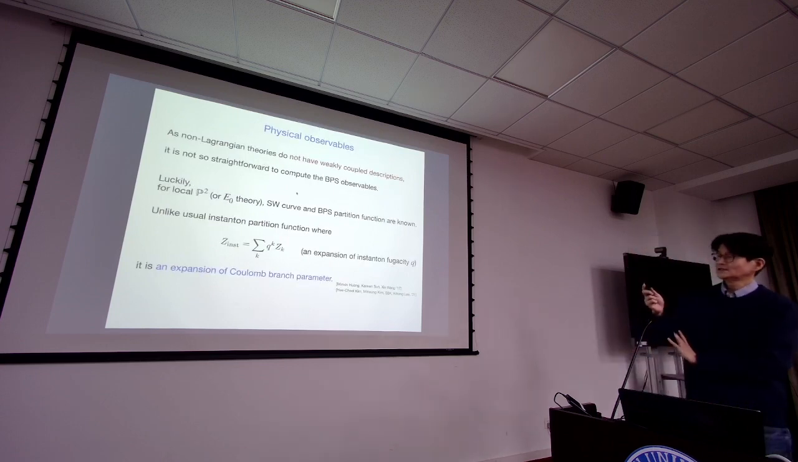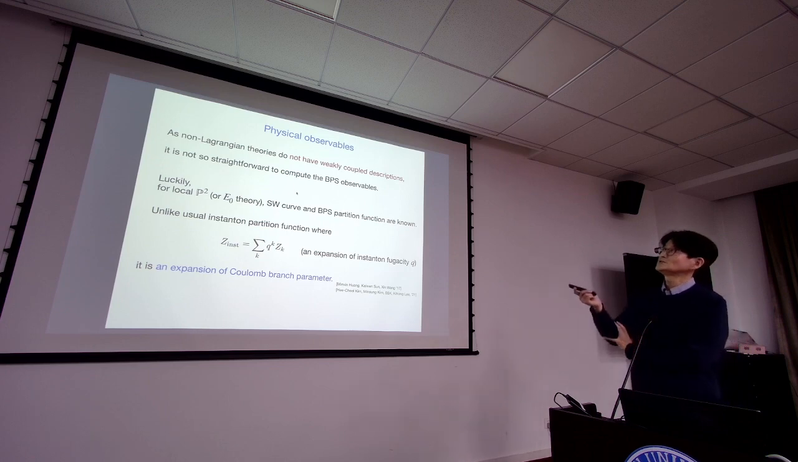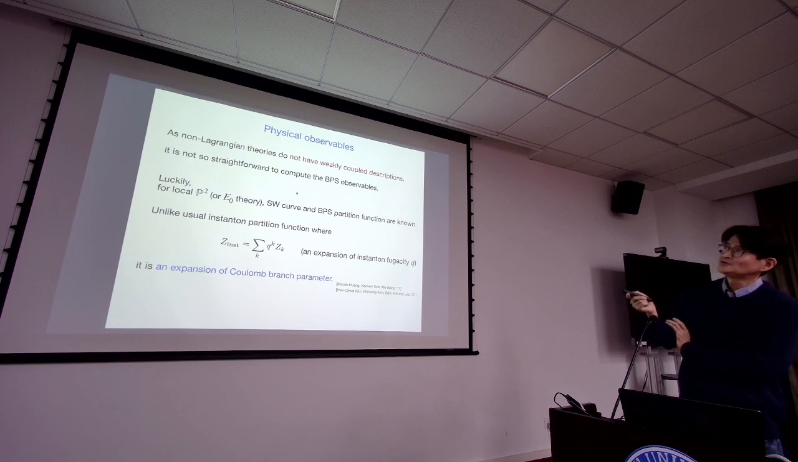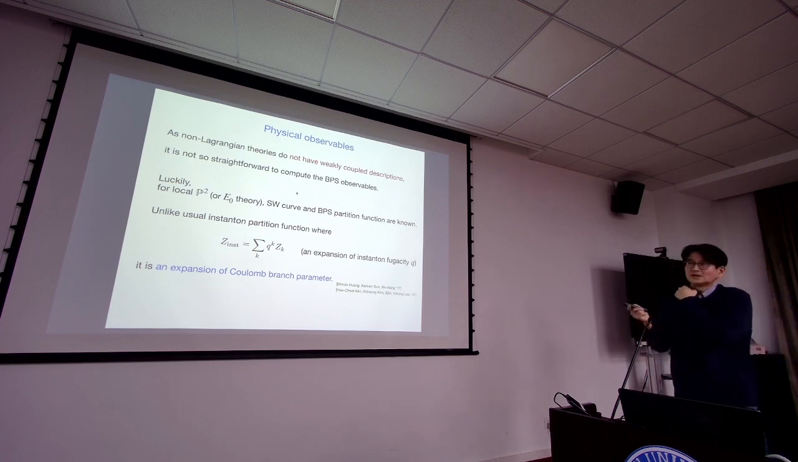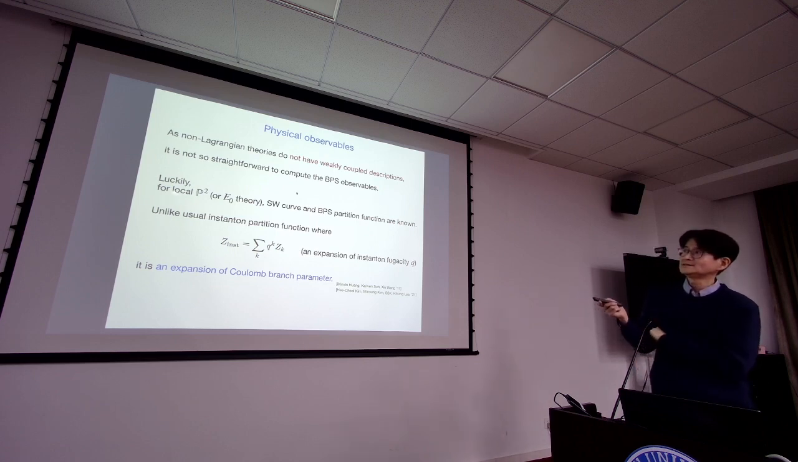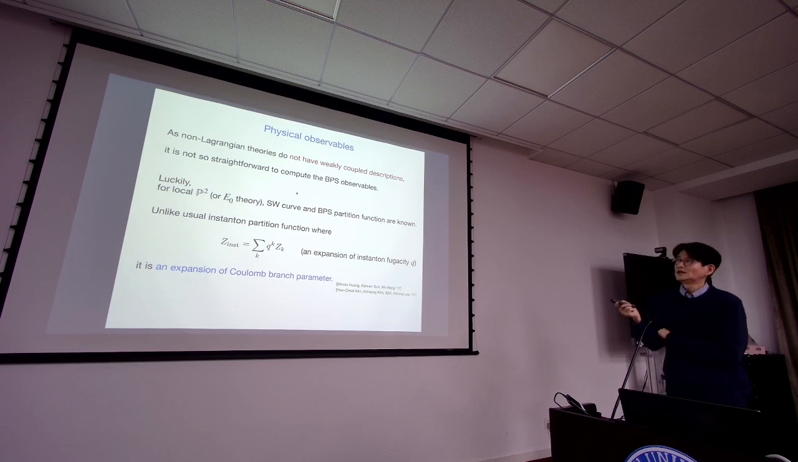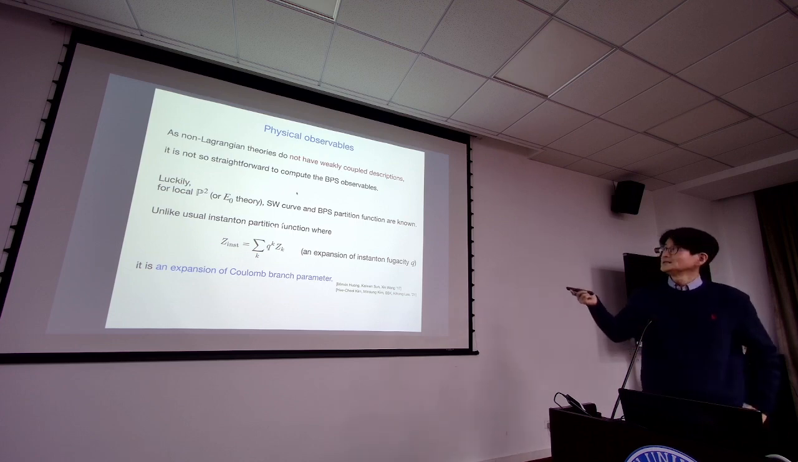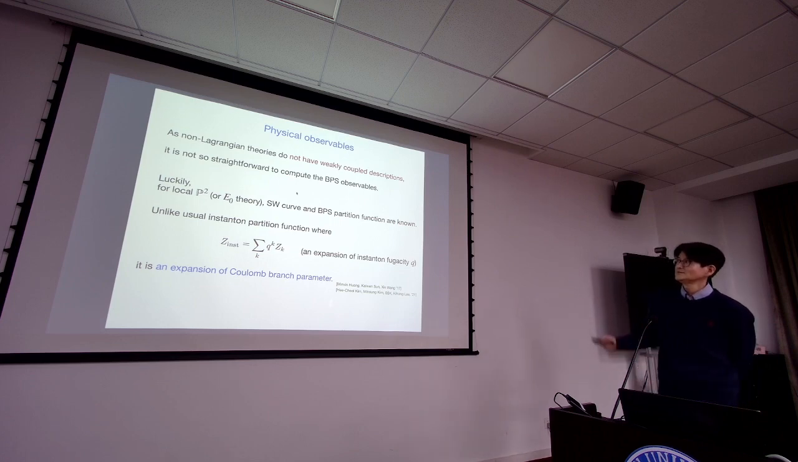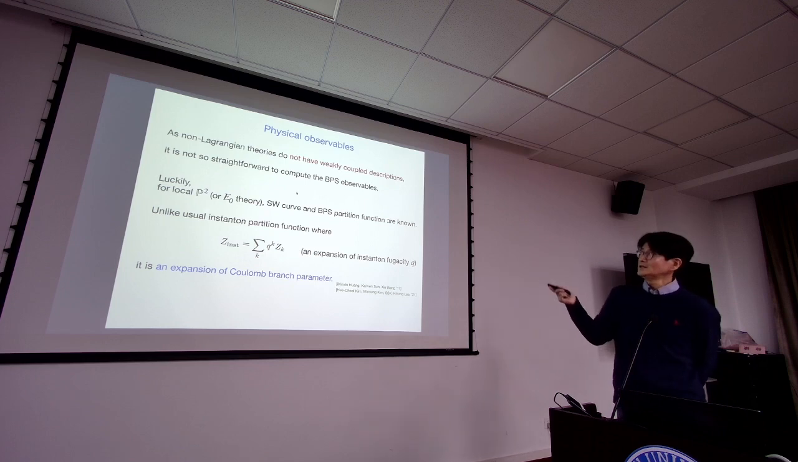So now let me talk about the physical observables associated with the non-Lagrangian theories. Non-Lagrangian theories usually do not have a weakly coupled description, like the gauge theory description. So it's not so straightforward to compute the BPS observables. But there has been some progress. Luckily, for this local P2, this E0 theory, the Seiberg-Witten curve is relatively easy to compute. Also, the BPS partition function has been computed by many people. But their BPS partition functions have a different structure.